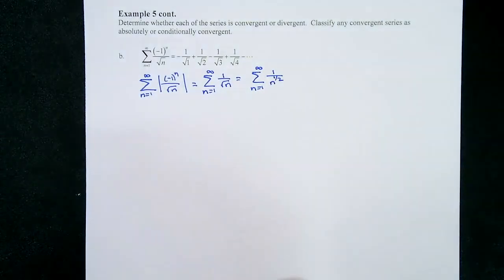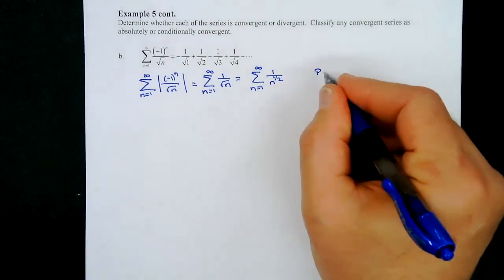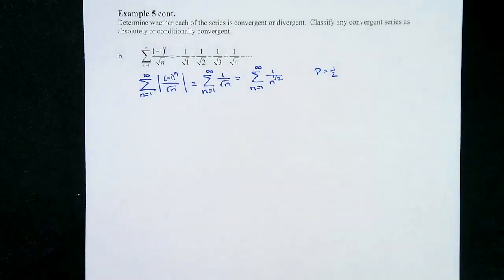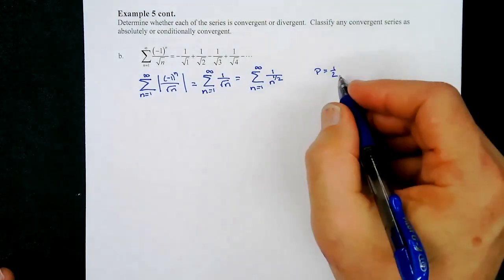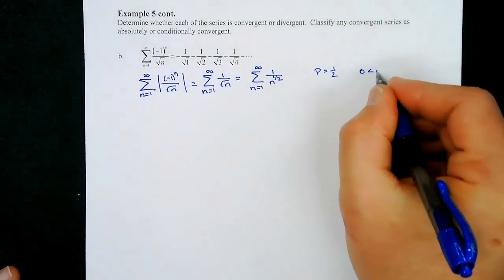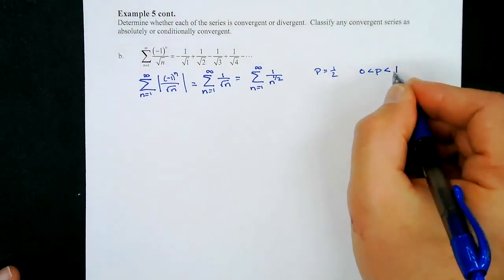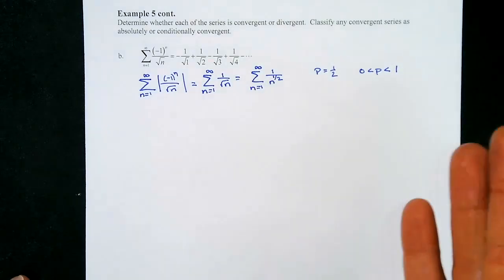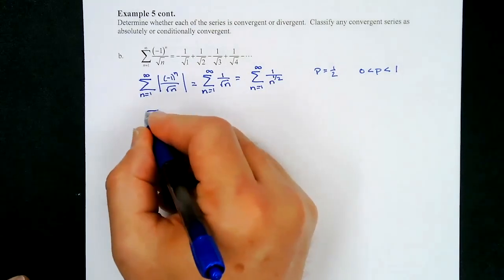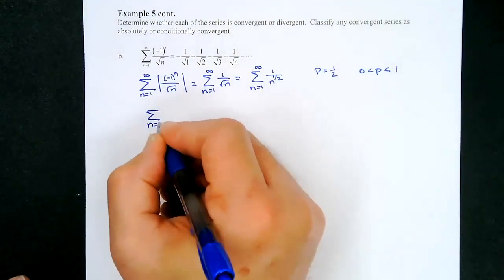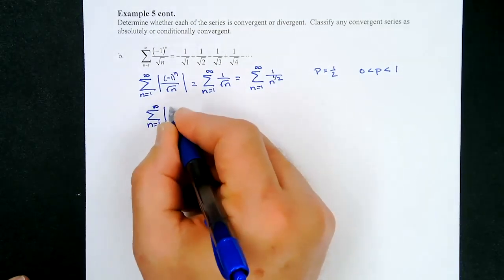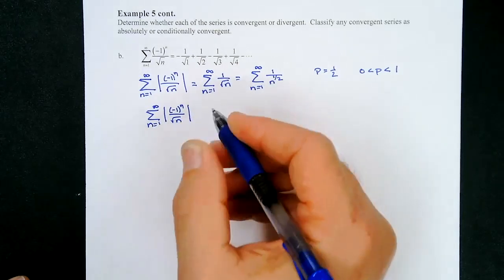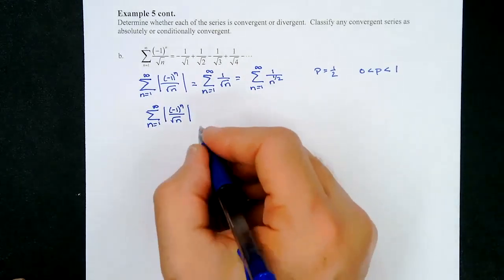And so what do we know? We know p is 1/2. This is a p-series test. For it to converge, p would have to be bigger than 1. Since p is equal to 1/2, and 0 is less than p is less than 1, this series diverges. So the series sigma n equals 1 to infinity of the absolute value of -1 to the n over the square root of n diverges by the p-series test.